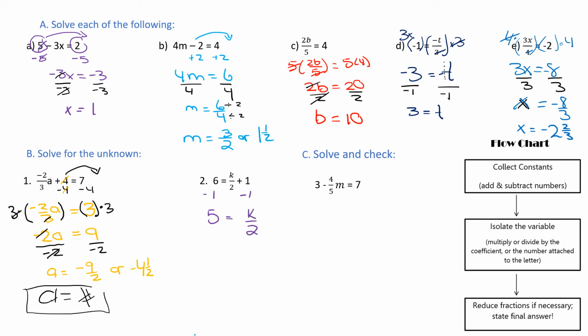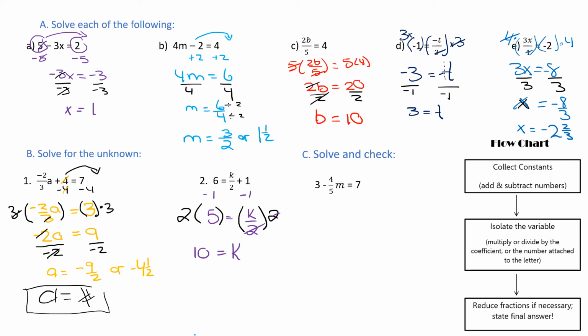I want to isolate k. I'm on step 2 now. How do I get rid of k divided by 2? What's the opposite of k divided by 2? That would be times 2. So I'm going to multiply this side by 2, and I'm going to multiply this side by 2. This gives me 10 equals, and these turn into a 1, 10 equals k.